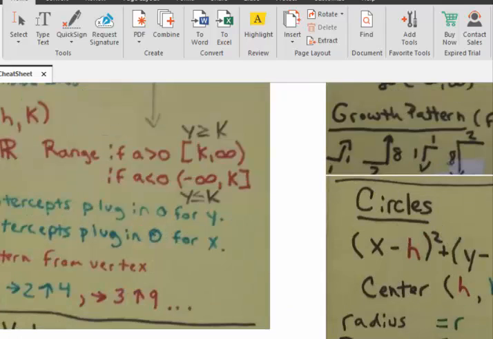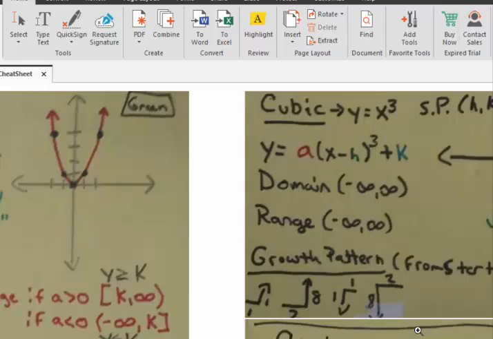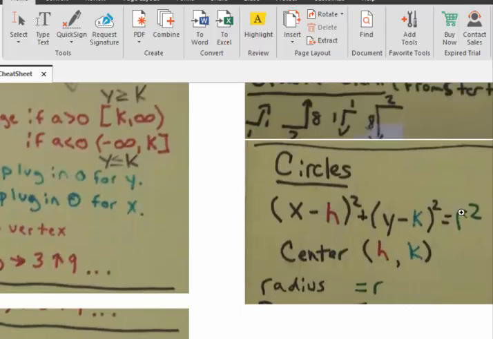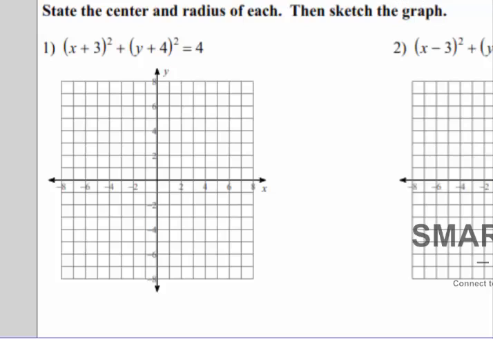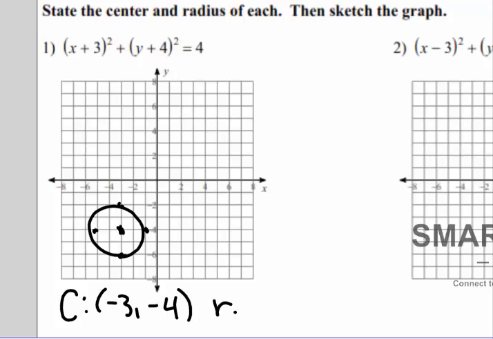We can see that our circle rules are right here on the cheat sheet. Both values lie, and we have to take the square root of whatever it equals. Alright. So looking at this one here, we go back 3, down 4. And we have to take the square root of 4, which is 2. So that means we go out 2 units in all directions, and then we draw our circle. So again, our center is at -3, -4, and the radius is 2.